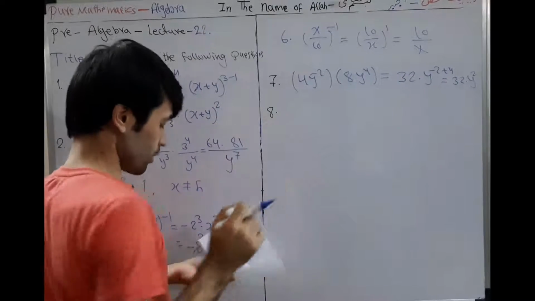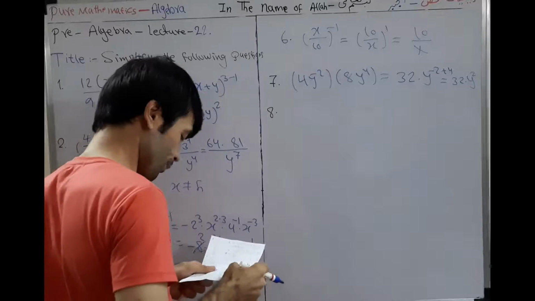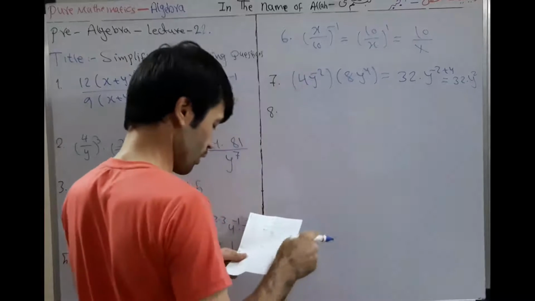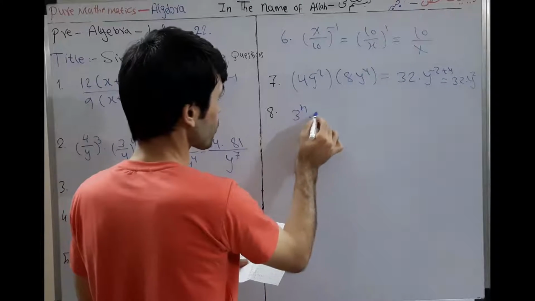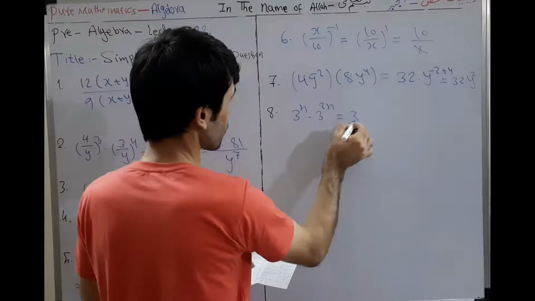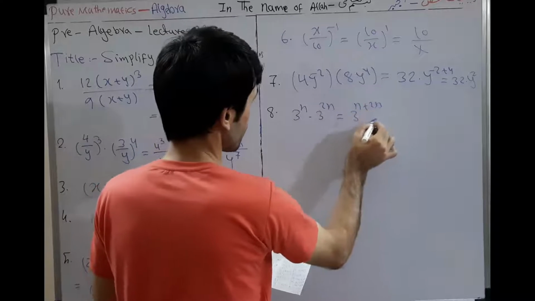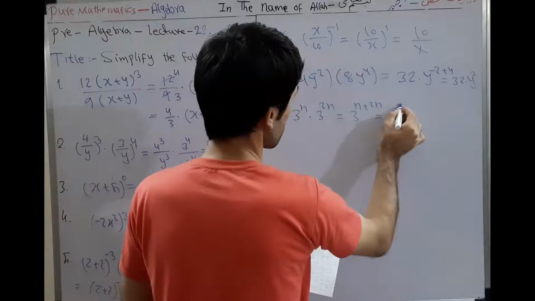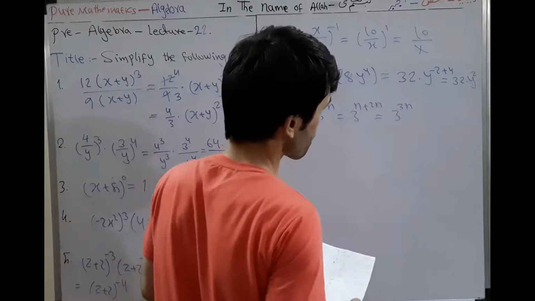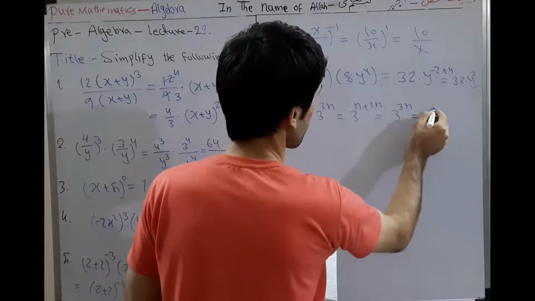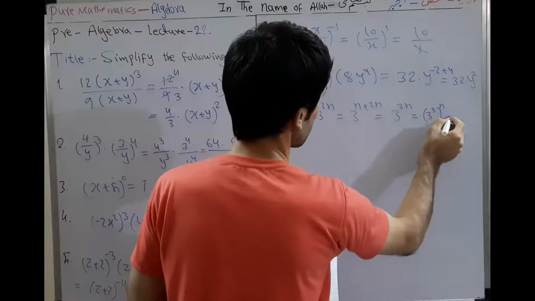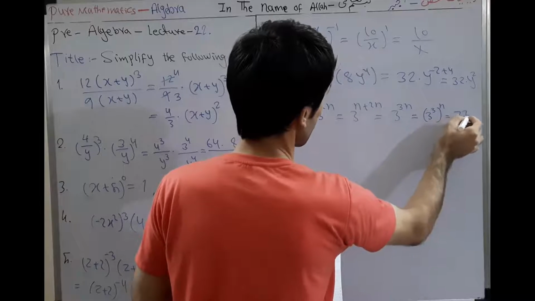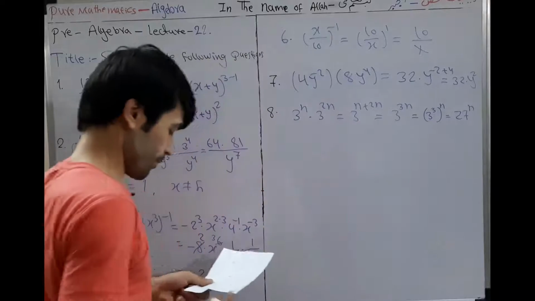Number 8. 3 to the power n into 3 to the power 2n is equal to 3 to the power n plus 2n, which is 3 to the power 3n. Also we can write (3 to the power 3) to the power n, which is 27 to the power n. It is also correct.